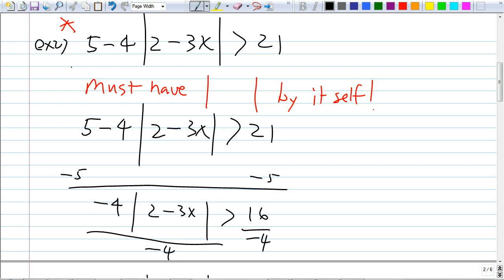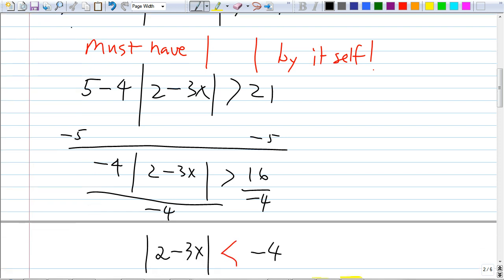Okay, who could tell me what I get when I divide by negative 4 here? Will? I got the absolute value of 2 minus 3x is less than negative 4. Less than negative 4. Good. You reverse the inequality symbol because you're dividing by a negative.